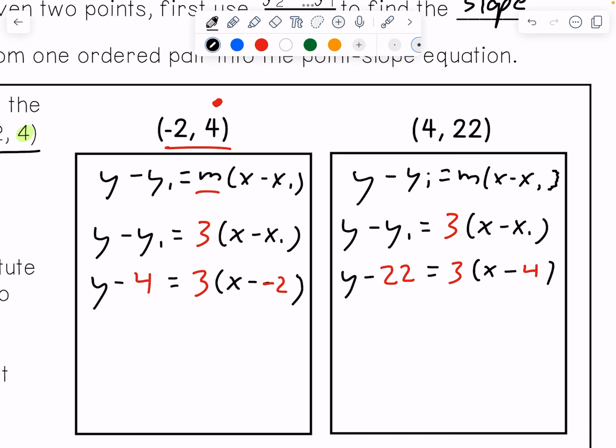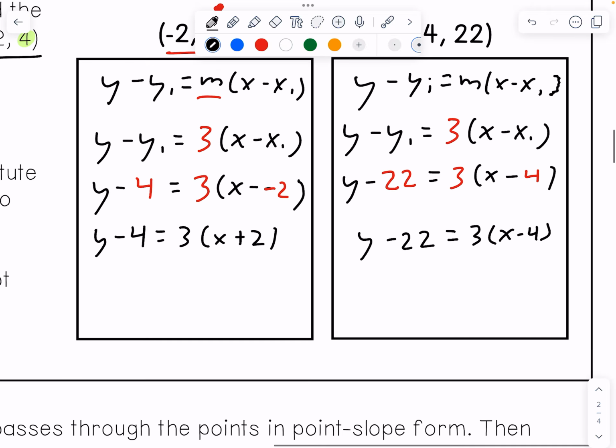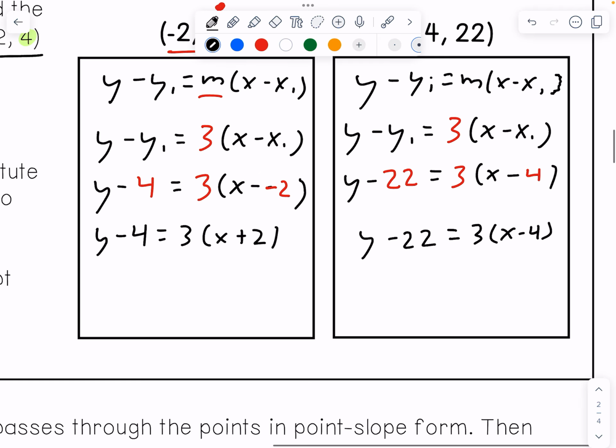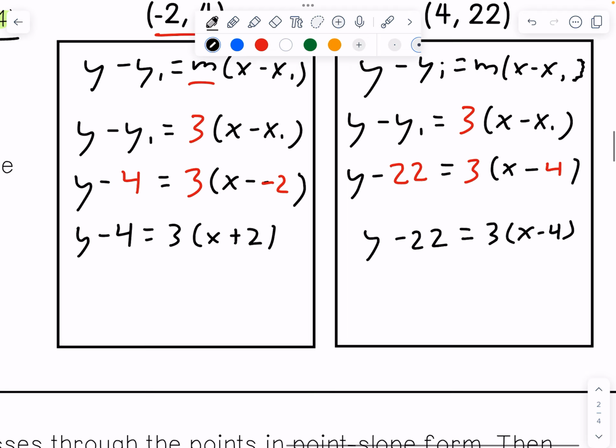Okay, so now what you could do is clean this up a little bit. So keep y minus 4, keep the 3, keep the x, but change it to +2. And everything else on the back side is going to stay the same. And now what you guys might think is these look different, right? There's a big difference here. That 4 and the 22 are different, the 2 and the -4 are different. But actually what you would find is if you plug them into Desmos, they would show up the same and you would get the same line.